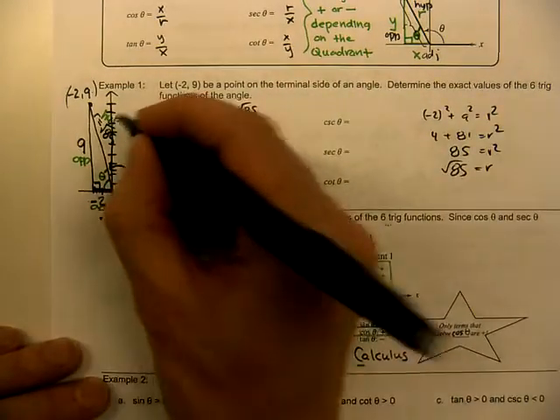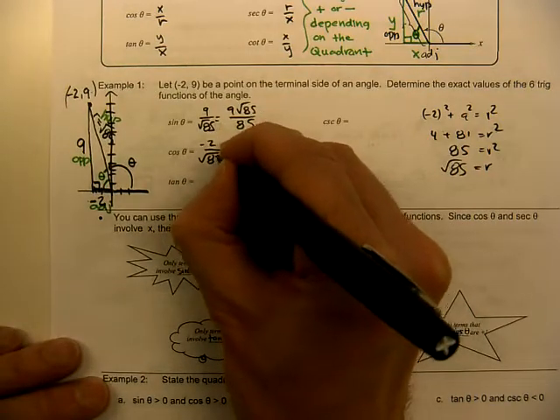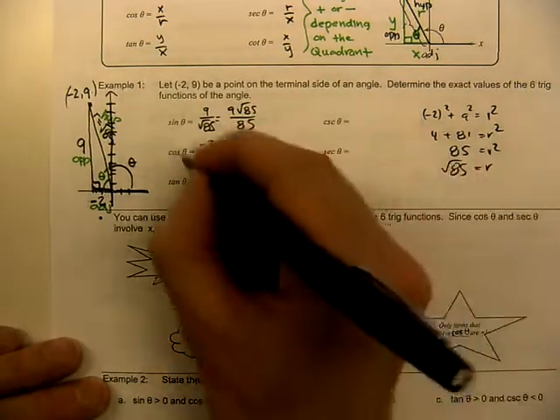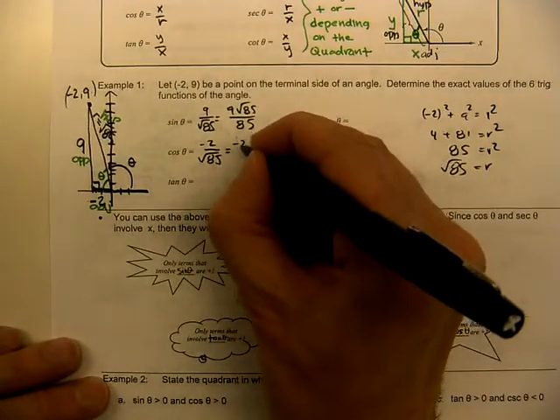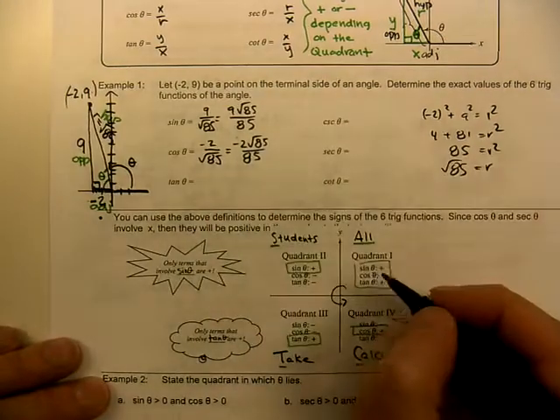Cosine is adjacent over hypotenuse. So now we bring in the negative, right? It's a negative 2. Rationalize your denominator again. So negative 2 root 85 over 85.